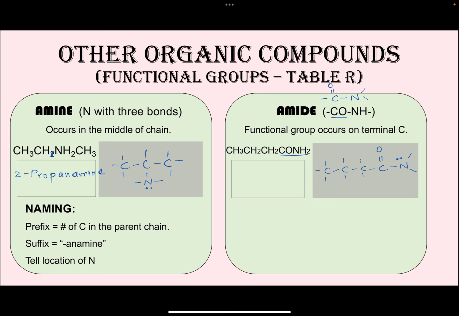So when we are naming this, the prefix is again based on the number of carbon atoms. So that's going to be 1, 2, 3, 4, which is "but". And then we end this with "-anamide". We do not need to put the location of the functional group, because this one occurs at the terminal carbon.